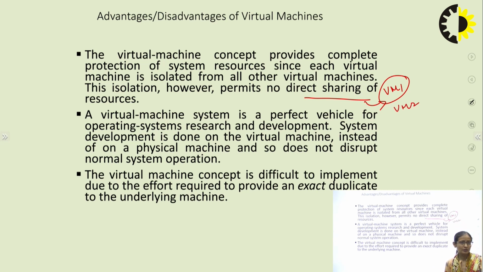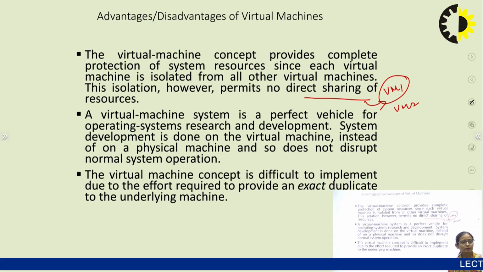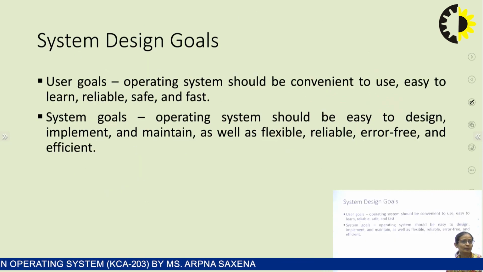A virtual machine system is a perfect vehicle for OS research and development. System development is done on a virtual machine instead of on top of a physical machine, so the physical machine does not get corrupted. The physical machine can continue with its normal operation. The virtual machine concept is difficult to implement due to the effort required to provide an exact duplicate of the underlying machine. So it puts some kind of complexity over the system.